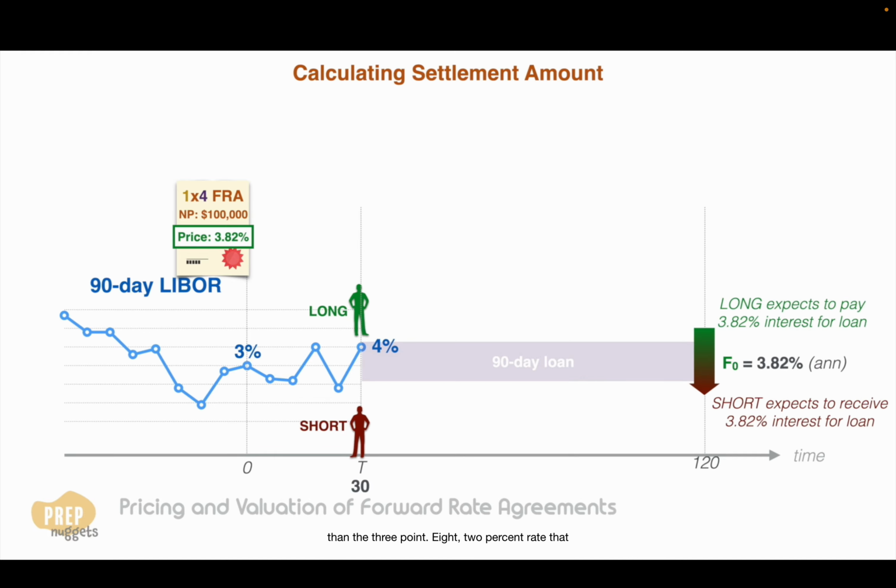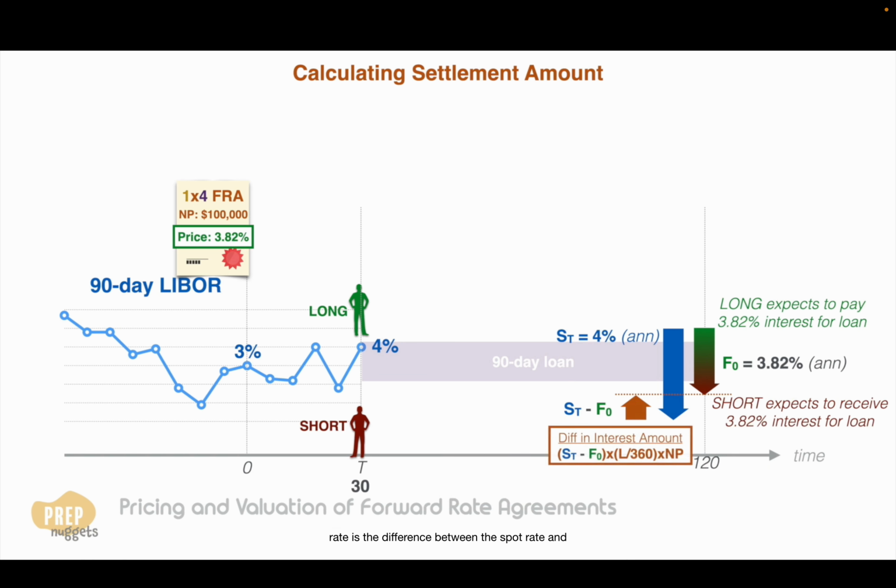higher than the 3.82% rate that was expected. Based on the current LIBOR rate, the long would need to pay 4% interest if he takes a loan at current rates, while the short will receive 4% interest if he lends. In this case, the short should pay the difference in cash, such that he effectively receives the contractual rate of 3.82% and the long pays 3.82%.